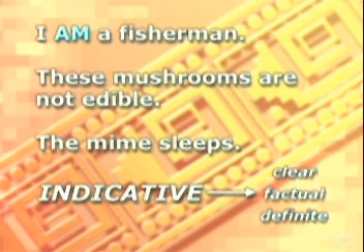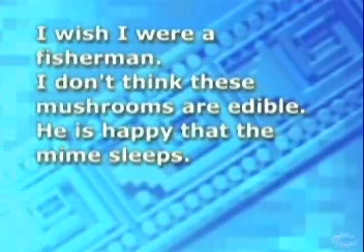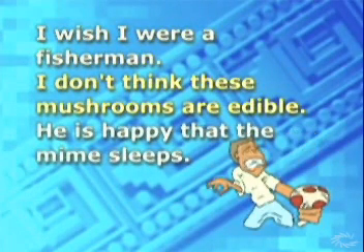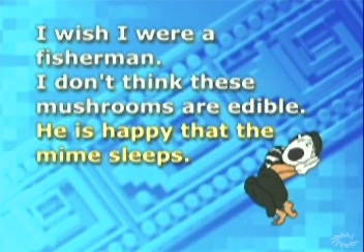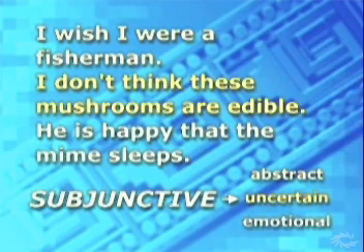I am a fisherman. These mushrooms are not edible. The mime sleeps. Now look at I wish I were a fisherman. I don't think these mushrooms are edible. And he is happy that the mime sleeps. These sentences have a subjunctive feeling about them because their actions are either abstract, uncertain, or emotional.